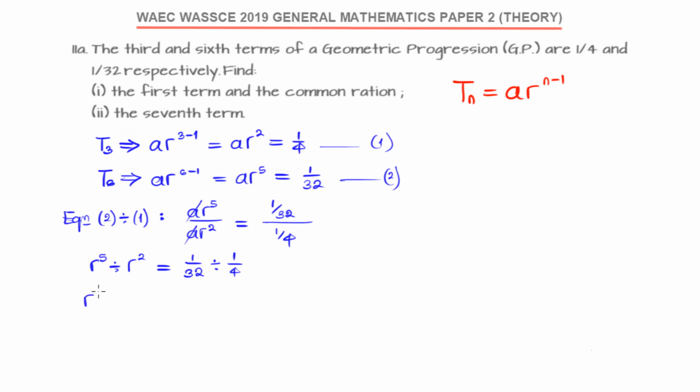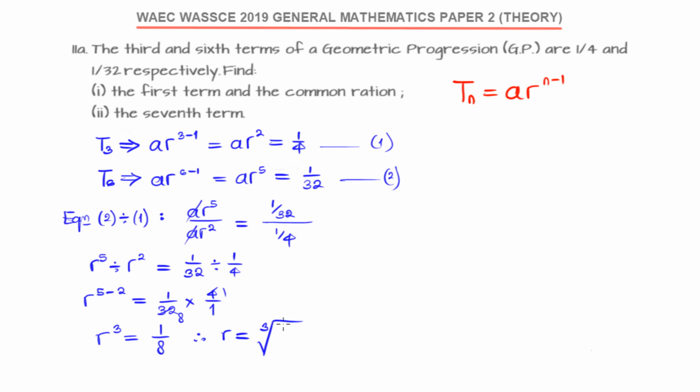Using the laws of indices, r raised to the power 5 divided by r raised to the power 2, we can just take one of the r and subtract the powers. So we have r raised to the power 3 is 1 over 8, and that is what we are going to try and solve now. That r raised to the power 3 is 1 over 8. So we can say r is the cube root of 1 over 8.